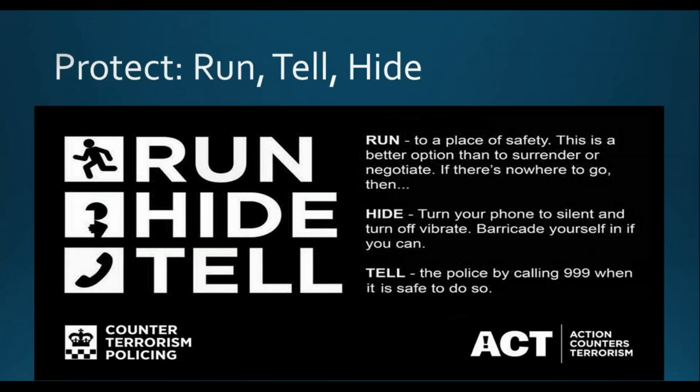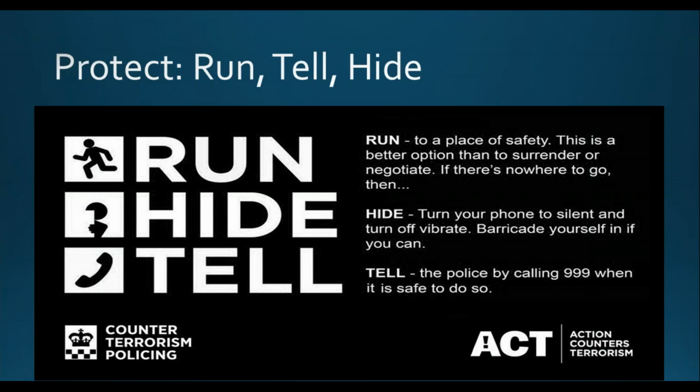Again, another rather recent advertising campaign was the Run, Hide, Tell campaign in London again. This is from Act on Counter-Terrorism. So again, more public information from the authorities, telling citizens if they find themselves involved in a terrorist incident to run to a place of safety, to hide, turn your phone to silent, turn off the vibrate, barricade yourself in, and then of course phone the police and tell them what's happening, only once it's safe to do so.